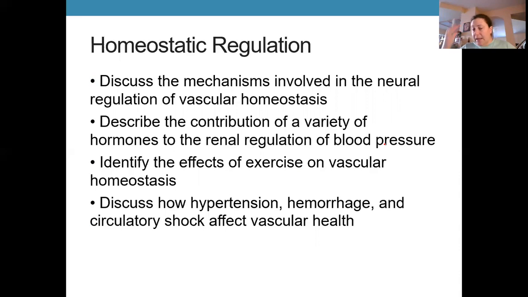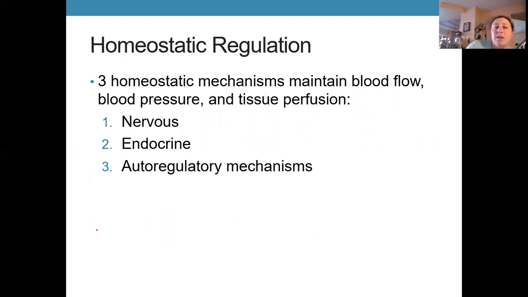So the last thing we want to tackle then is, and we did not talk about that, oh boy, is how these things are regulated. So we talked about blood flow and blood pressure. We just talked about capillary exchange a little bit. So how does this actually get regulated? Well, there's of course a variety of methods, and it works very similarly to cardiac output. So we can break it down into 3 different types of mechanisms or regulatory mechanisms to maintain blood flow, blood pressure, and tissue perfusion.